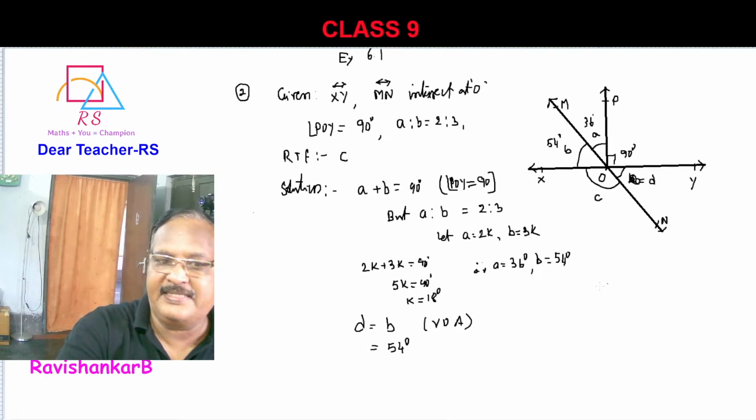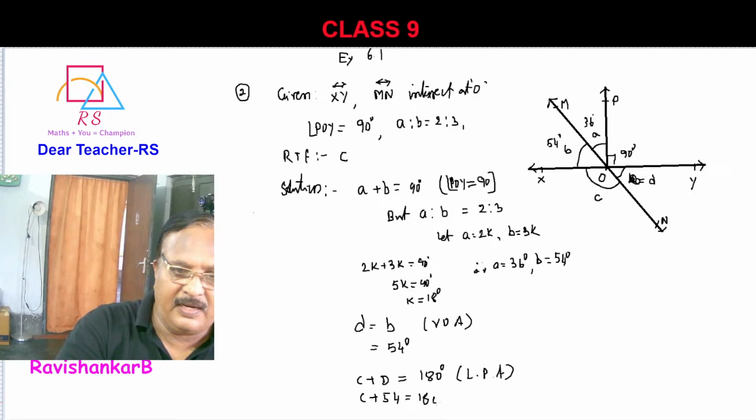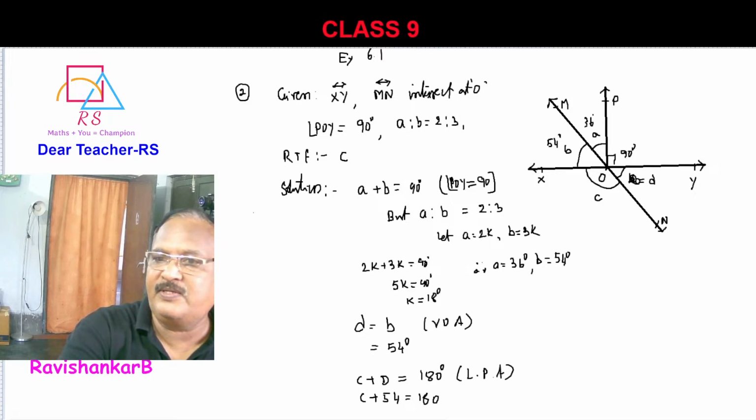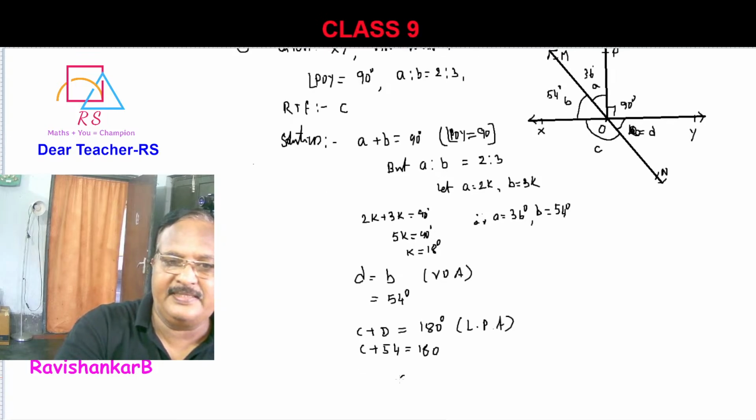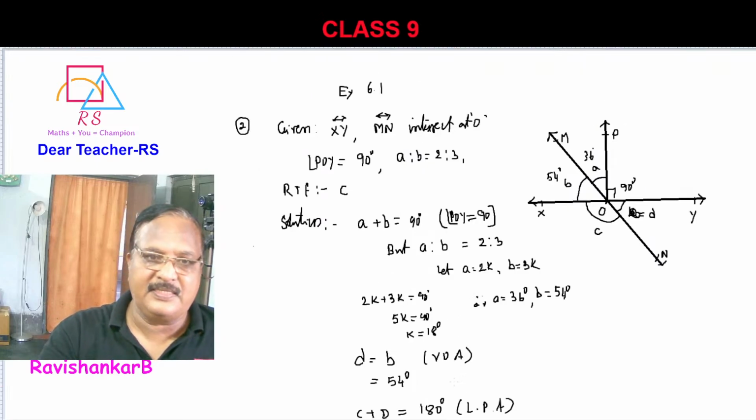So then C plus D is equal to 180 degrees. This is linear pair. So now D is already 54. C plus 54 is equal to 180, and therefore C is equal to 180 minus 54, which is equal to 126 degrees. This is how you have to do the second question.